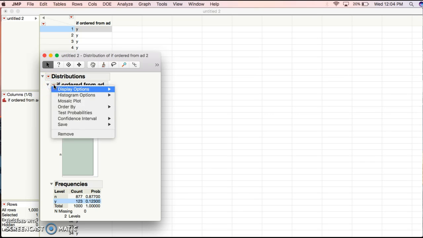But from here, we can click on our hotspot from our variable, if ordered from ad. Click on the hotspot, go down to Confidence Interval. And since the problem wanted us to create a 90% confidence interval, we're going to click 0.9.